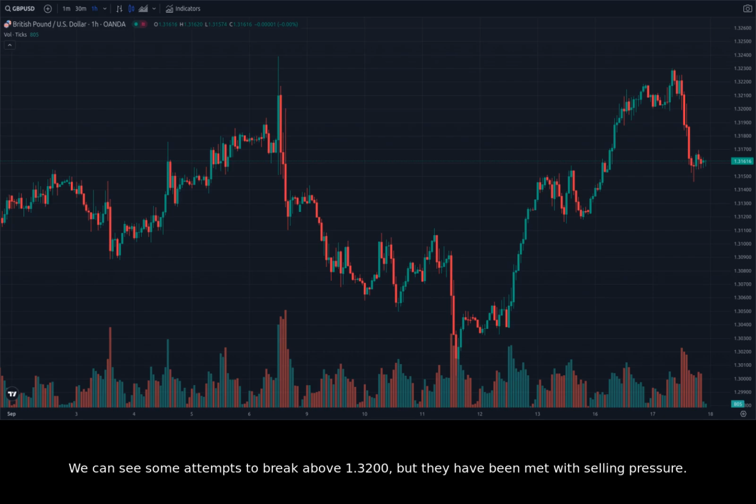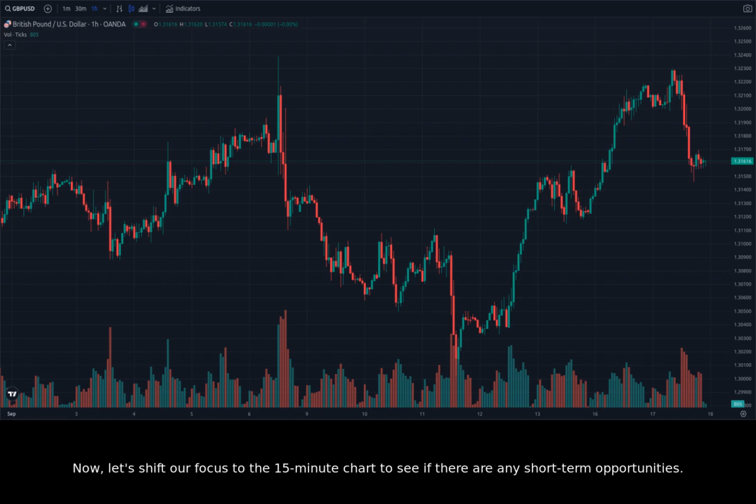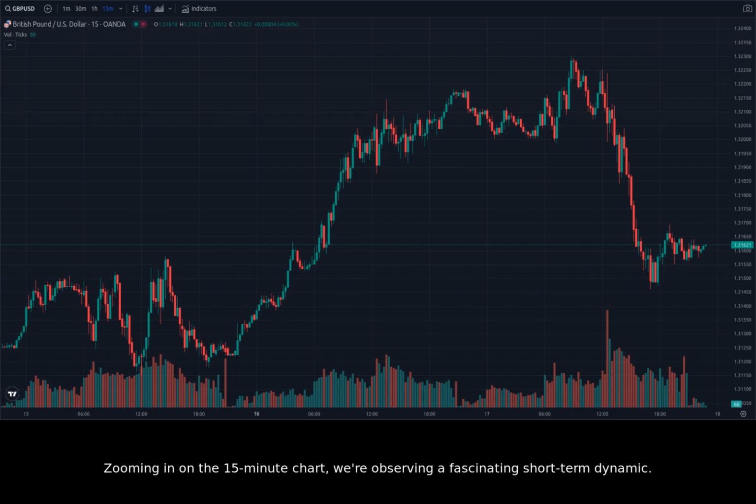We can see some attempts to break above 1.3200, but they have been met with selling pressure. On the other hand, we also see a few attempts to break below 1.3150, but these were met with buying pressure. The 1-hour chart is painting a picture of indecision and range-bound trading, which is consistent with the cautious market sentiment we discussed earlier. Now, let's shift our focus to the 15-minute chart to see if there are any short-term opportunities. Zooming in on the 15-minute chart, we're observing a fascinating short-term dynamic.